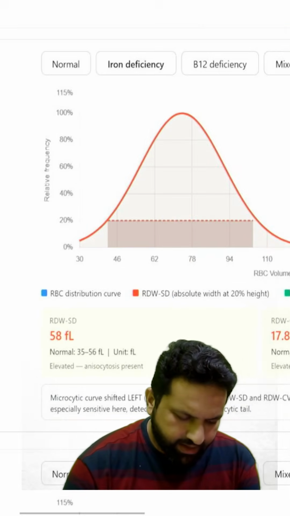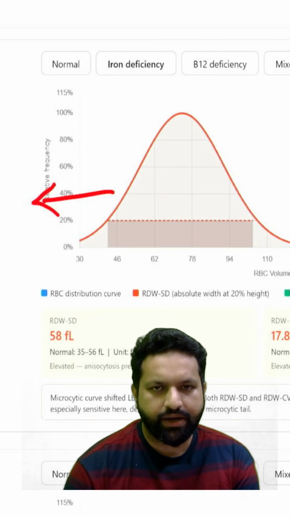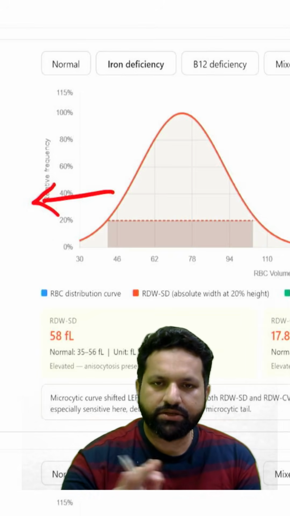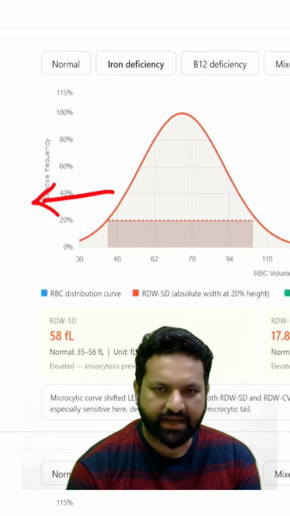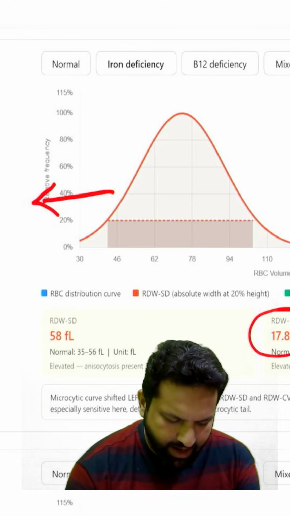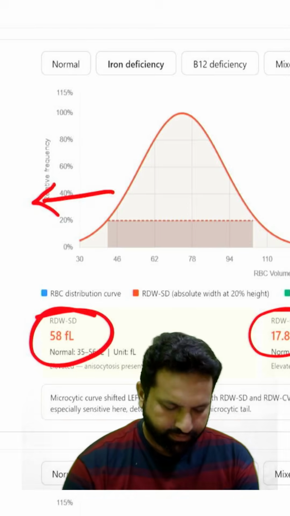So in this case of iron deficiency, we can see that the RBC histogram has shifted to the left. It is wider because of more variation in cell size. So the RDW-CV and SD have increased.